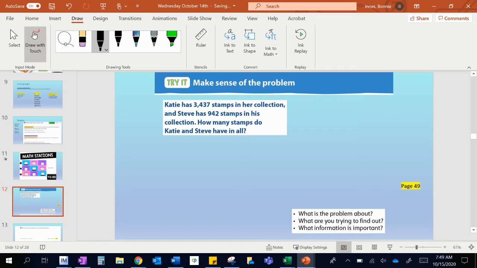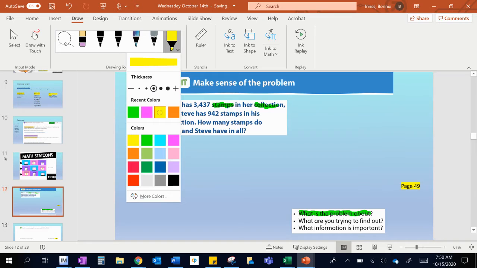First, I'm going to be deciding what is the problem about. So I'm going to read the problem. Katie has 3,437 stamps in her collection, and Steve has 942 stamps in his collection. How many stamps do Katie and Steve have in all? So when I'm finding what is the problem about, I'm just thinking in 1 or 2 words, what is this problem about? And in that first line, I see the word stamps and I see collection. So I could say it's about a stamp collection.